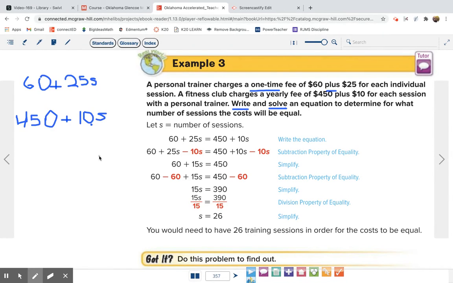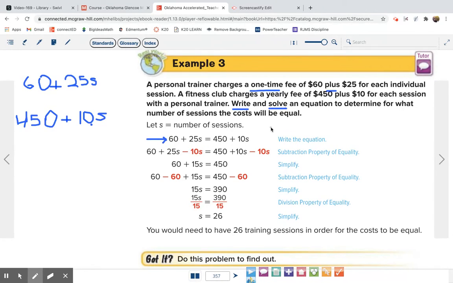Then it says, write and solve an equation to determine for what number of sessions the costs will be equal. So they want to know how many sessions it would take for the personal trainer to equal the fitness club. So we set them equal. That's how they get this right here: 60 plus 25S equals 450 plus 10S.